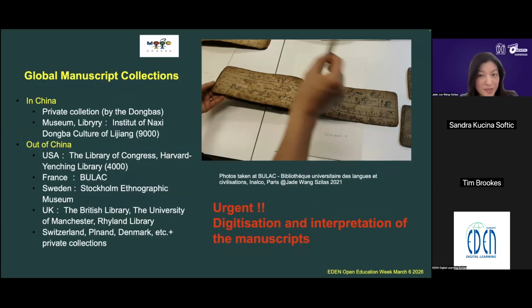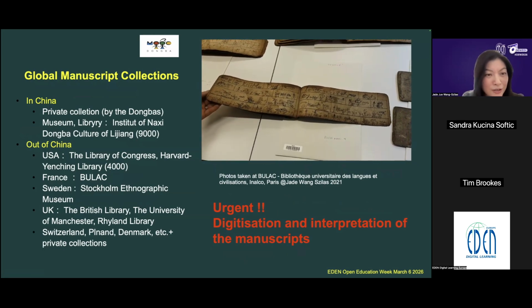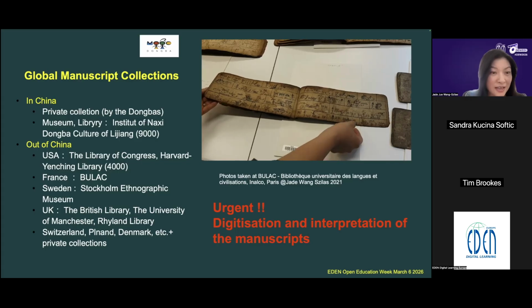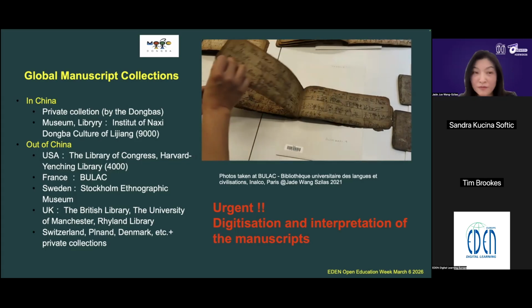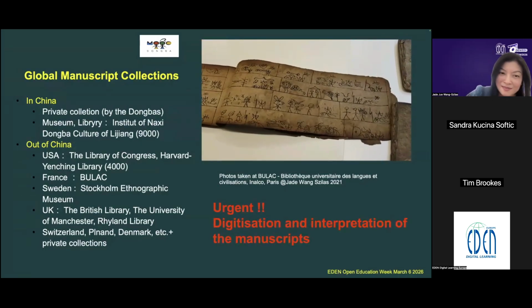And Dongba manuscripts have become part of a worldwide heritage. Today, we can find more than 34,000 preserved Dongba manuscripts in the world, not only in China, but also outside of China, as you can see, for example, the Library of Congress, Harvard Yenching Library, BULAC, and in the UK, the British Library, the University of Manchester, and so on. And here, in the video, you can see that I filmed in BULAC in Paris, France.